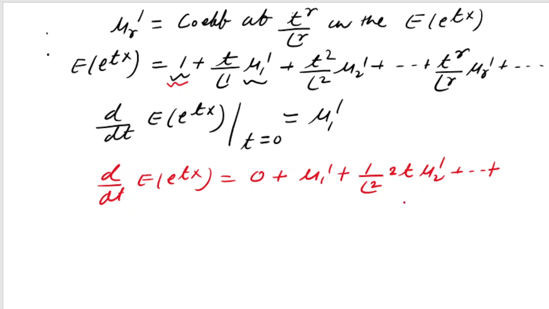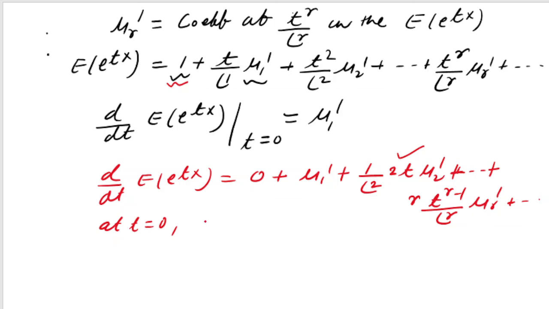So I will get here r t to the power r minus 1 by factorial r and mu r dash, and so on. So if I put t equal to 0, what will I get? At t equal to 0, this term has a t, the next term will also have t, because if you have t square here, the next term will be t cube here. So every term will have a t, and if you put t equal to 0, all the terms will become 0.